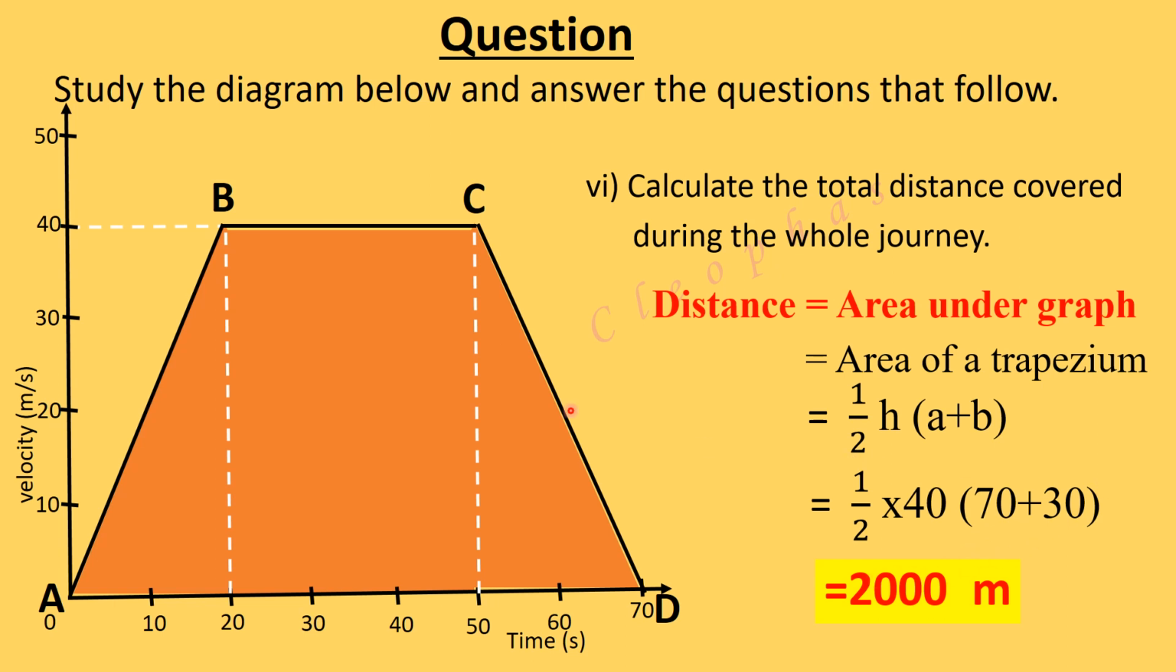We can also break this figure into three parts. That is this triangle, this rectangle, and this triangle. Then we determine the area of each of the figures, that is the area of this triangle, the area of this rectangle, and the area of this triangle. Then we sum them together to give us the total area, which is the total distance covered. You can try this and confirm whether the answer you get is 2000 meters.